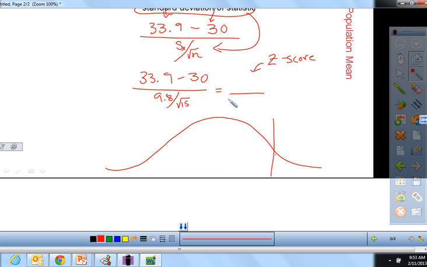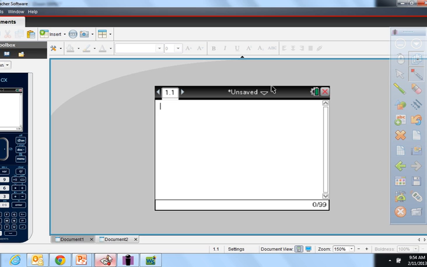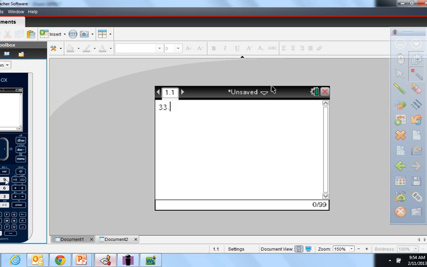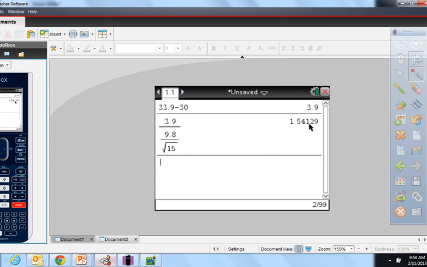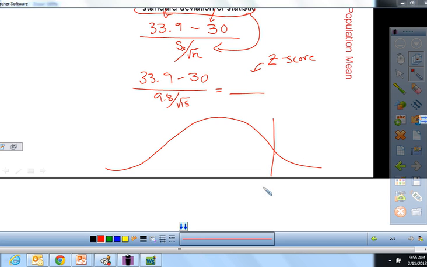So if I were to actually put that into the calculator, I'm going to take 33.9 minus 30, and then I have to take that and divide by 9.8 over the square root of 15. And I get a z-statistic of 1.54129. So if I go back to my picture, my z-score is 1.5429, and so what's the probability of getting this or something greater?